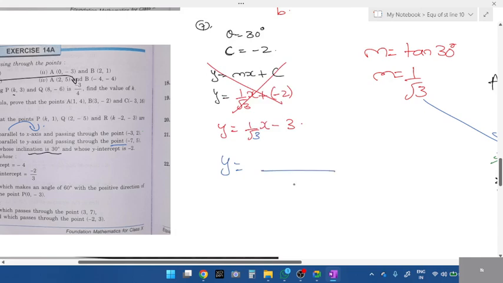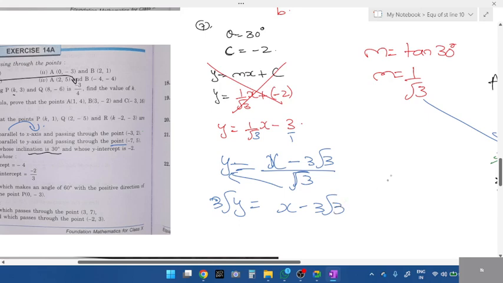y is equal to, tell me, 1 into x is x, minus root 3 will multiply root 3. Then this root 3, where do you put this root 3, students? It goes to y. Root 3 y is equal to x minus 3 root x. And always the equation shouldn't have any denominator.